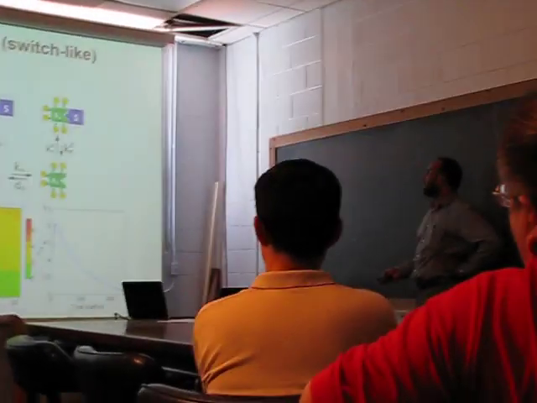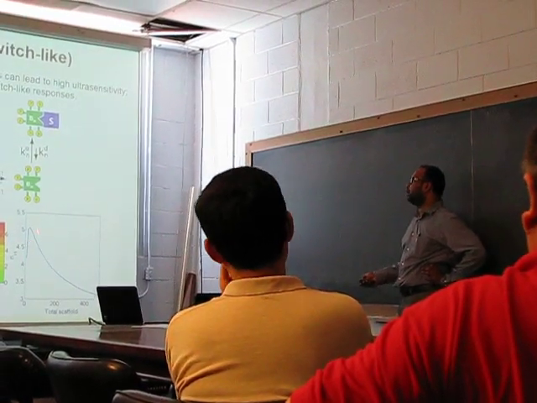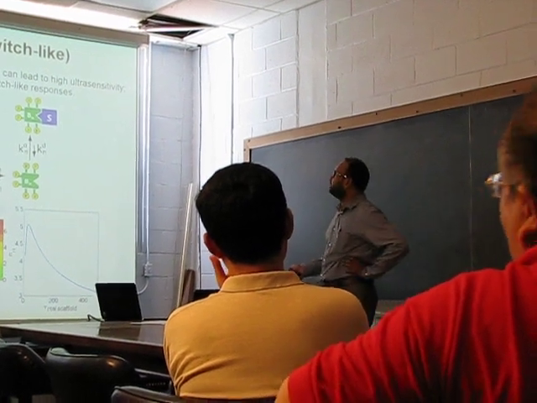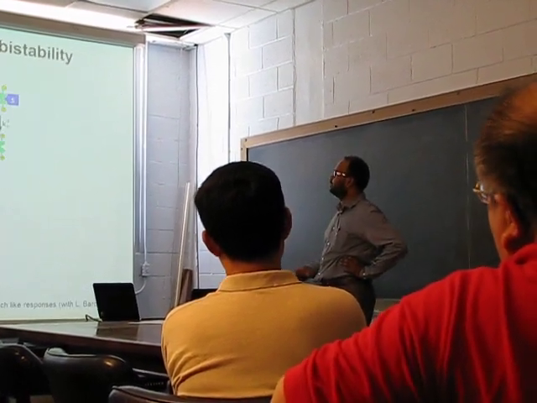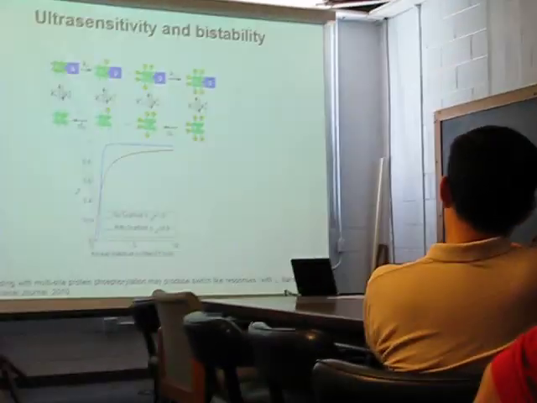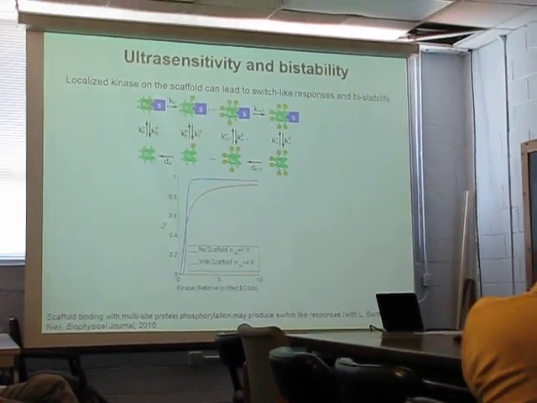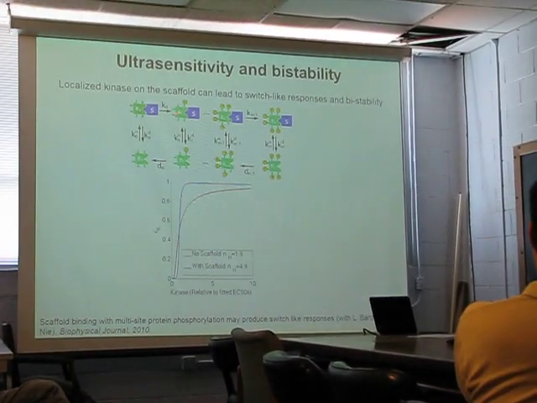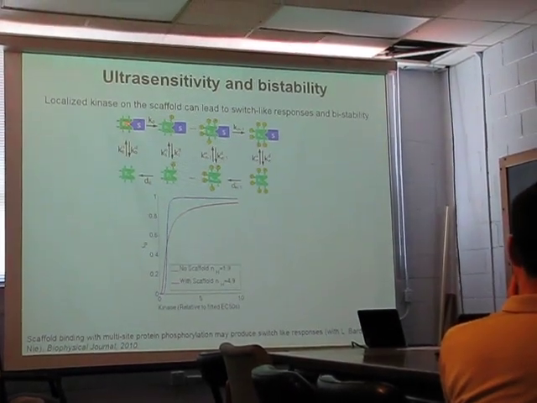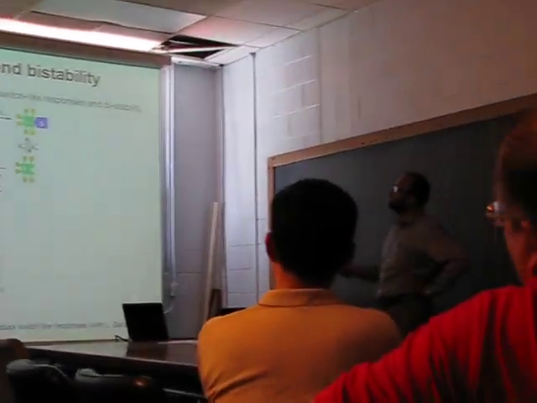Although without scaffold, you can see from the curve, the switch is not very strong. Moreover, we have realized that for an optimal amount of scaffold protein, you can achieve the switch-like response. So this is some known result. Then localized kinase, that means here we have changed the position of the phosphorylation. Here the phosphate group is added when the scaffold is bound to the protein.